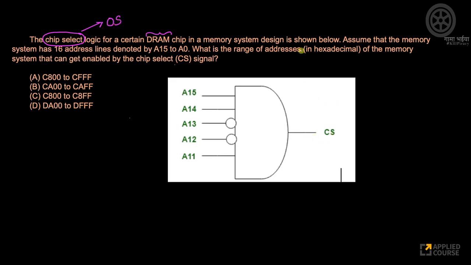select means. Assume that the memory system has 16 address lines denoted by A0 to A15. What is the range of addresses in hexadecimal of the memory system that can get enabled by the chip select signal? So first and foremost, what is the chip select signal? Imagine I have a memory chip. Here it says a RAM chip.